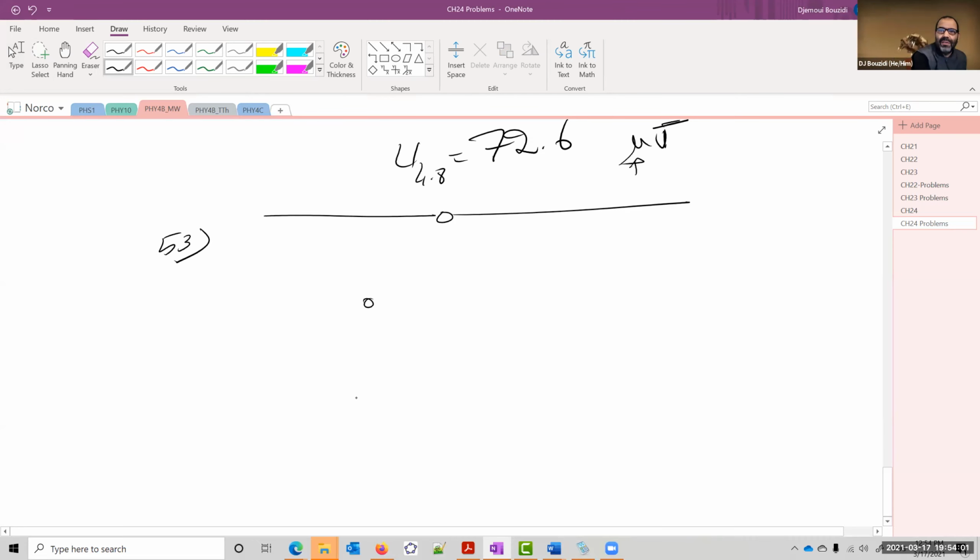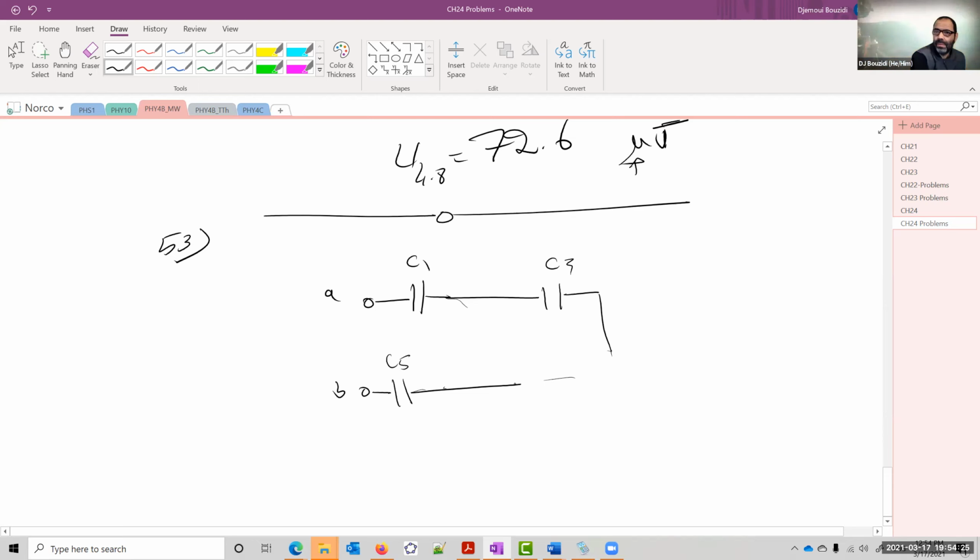So we have a point A and we have a point B. And here we have C1. And then I'm going to go all the way across to C3. Come back in here to C5. Move across to C4. And now I have a C2 in here. Okay. So this is what they're telling us.